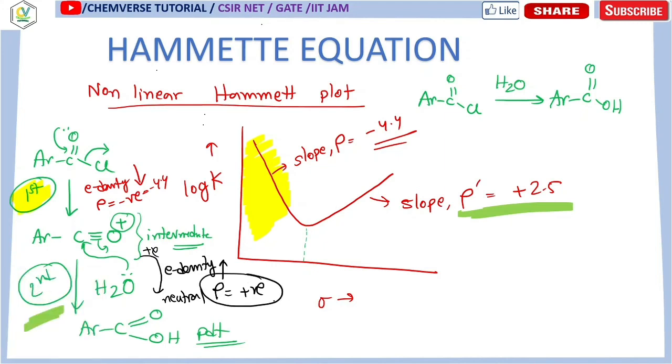So this is basically two different kinds of observation you can see. For the first step the electron density decreases, in the second step the electron density increases. So that is why you are getting a non-linear Hammett plot. So far we have discussed the rho, the reaction constant, and the magnitude of the rho, whether it will be positive or negative. All these things have been discussed over here.